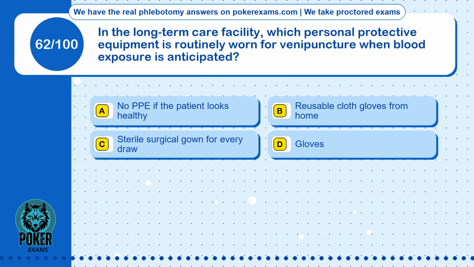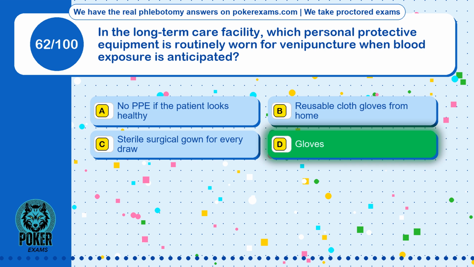Question 62. In the long-term care facility, which personal protective equipment is routinely worn for venipuncture when blood exposure is anticipated? Option A. No PPE if the patient looks healthy. Option B. Reusable cloth gloves from home. Option C. Sterile surgical gown for every draw. Option D. Gloves. The correct answer is option D.